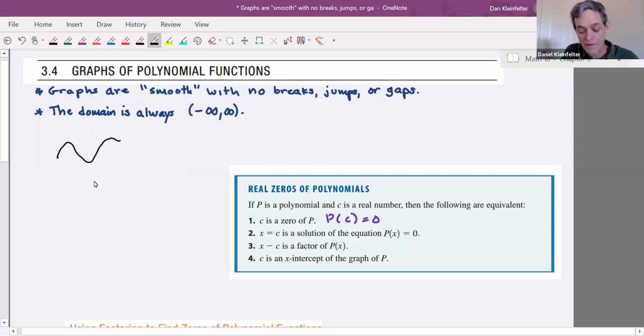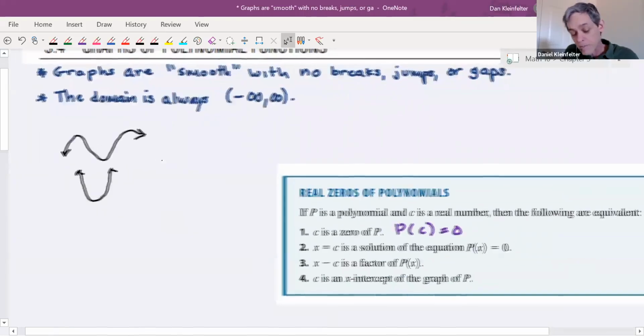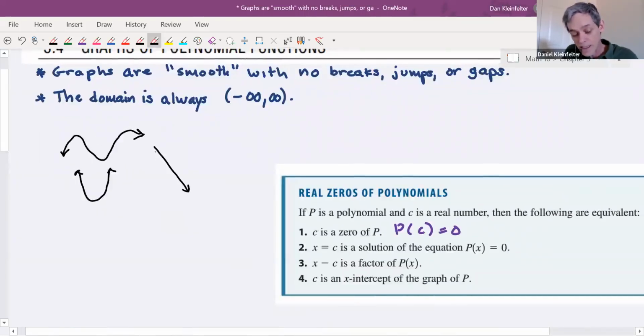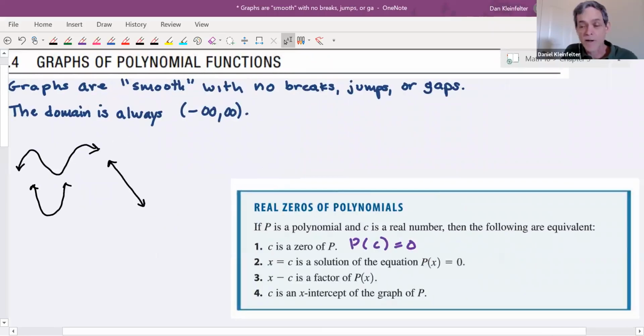That would be an example of a graph of a polynomial. It can have some wiggle, that's fine. We know that our quadratic functions, the graphs are nice and smooth. That's a polynomial function. Of course, a linear function is going to be an example of a polynomial function and of course has no discontinuities, jumps or breaks or gaps.